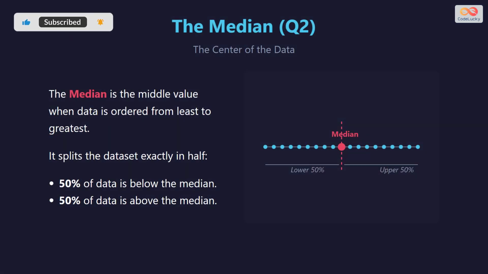Let's break these down. The most critical value is the median. This is the exact middle point of your dataset when ordered from least to greatest. It splits the data into 2 equal halves. 50% of the values are below the median and 50% are above it. On the plot, this is often represented by a line inside the box.